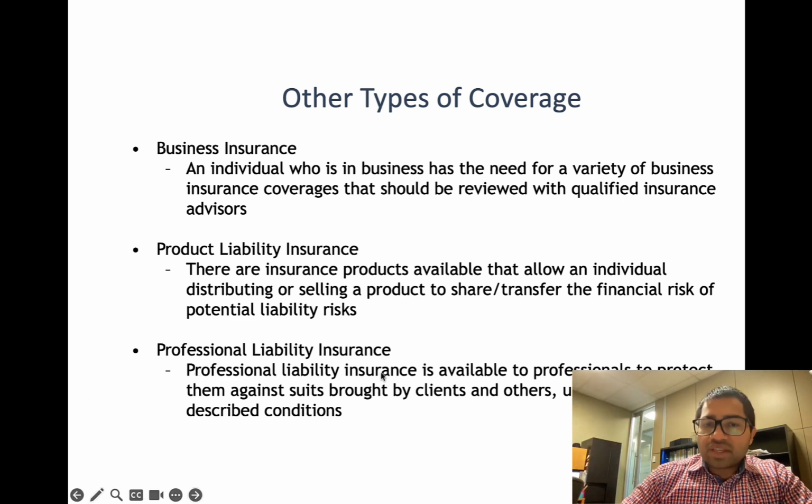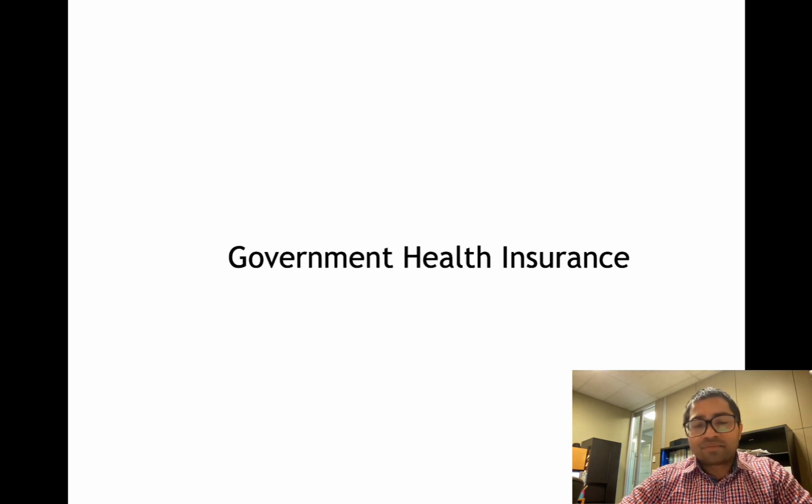There is also professional liability insurance. It usually applies to people like chartered accountants and lawyers. For example, if lawyers make a mistake, they can get a lawsuit against them. So if you make mistakes in a professional capacity, professional liability insurance covers those risks. It is available to professionals to protect them against suits brought by clients or others, under carefully described conditions. Okay, that completes the home insurance topic.